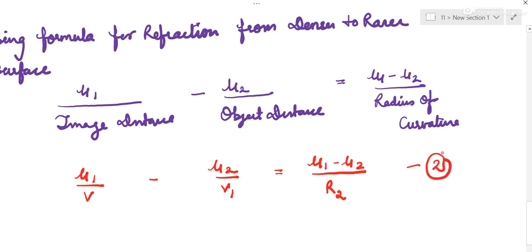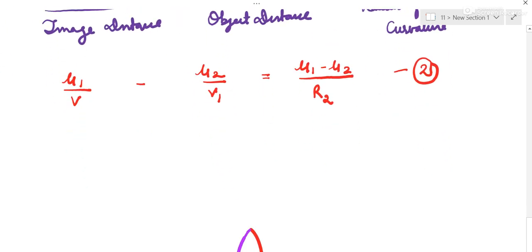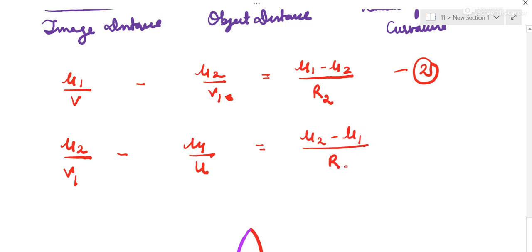Now I'll write my third equation as well, which I remember. It's mu2, because that was a formula for rarer to denser, so I remember mu2 by V1. And the object in second case was image in first case. And here it was mu1 by u, and it is mu2 minus mu1 by R1. This is my first equation.